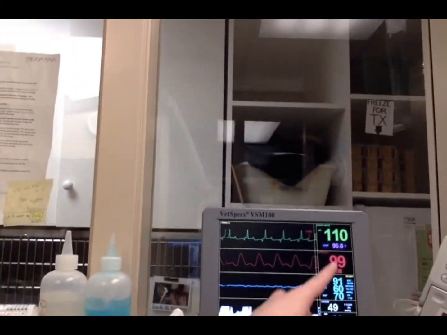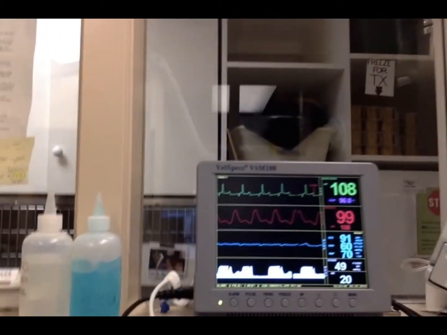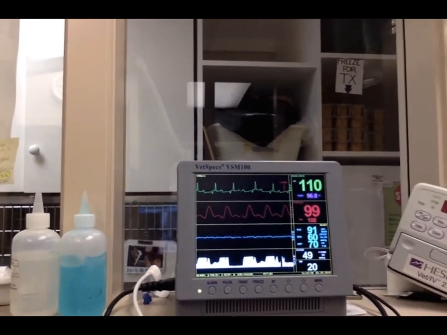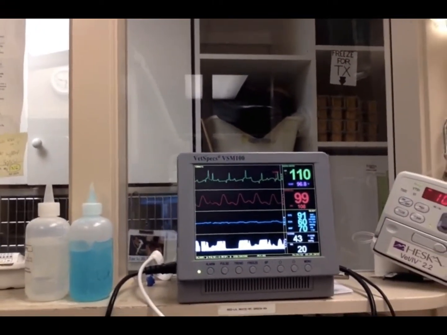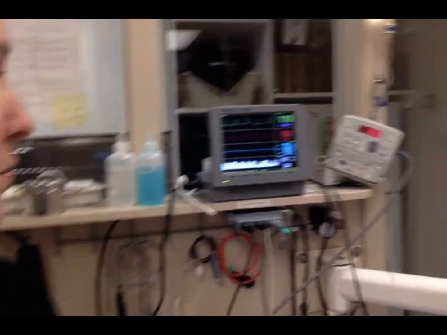His temperature is reading at 96.8. This particular probe tends to read a little bit lower. It's been above 97, which is kind of the lower cutoff. I'm going to go ahead and take a rectal temperature in a little bit here just to make sure he's still at a good temperature.